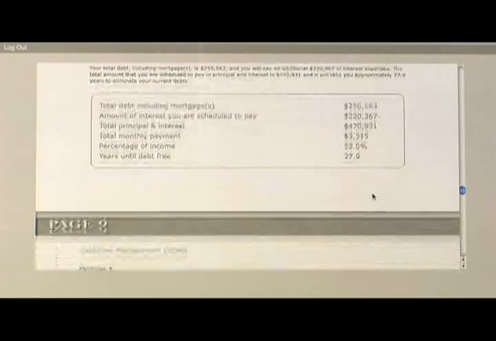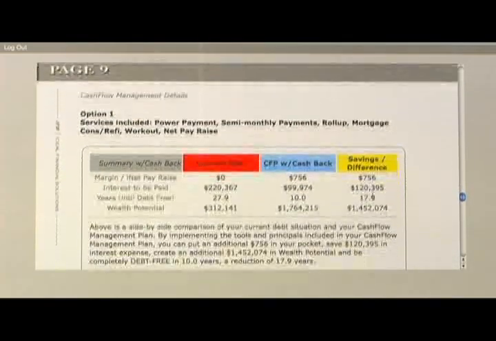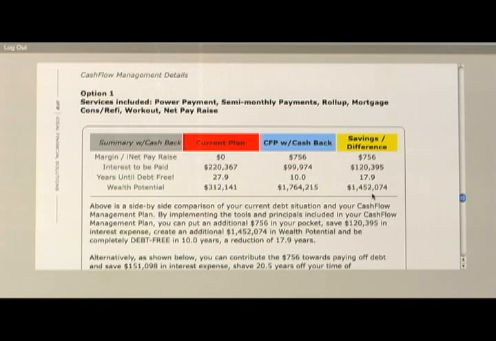another time. I just want to skip down to page 9 because this is really where the rubber meets the road. If you look here on page 9, under the options, this is showing the services that our program is actually offering them based on their program.